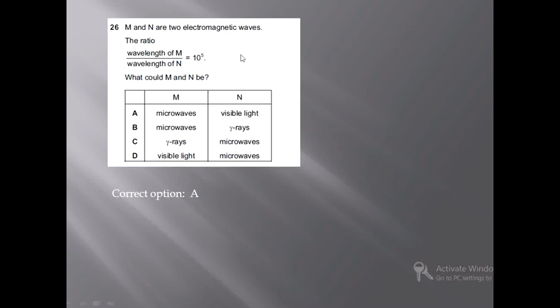And when we divide the wavelength of microwaves by the wavelength of visible light, it is then that the answer comes near to 10 raised to power 5. In all other options, that is B, C and D, when you substitute the wavelengths of these waves, the ratio doesn't come to be 10 raised to power 5. It is only in option A, when you substitute the wavelength of microwaves in place of M and the wavelength of visible light in place of N, that the answer comes nearly to 10 raised to power 5. So option A is correct.